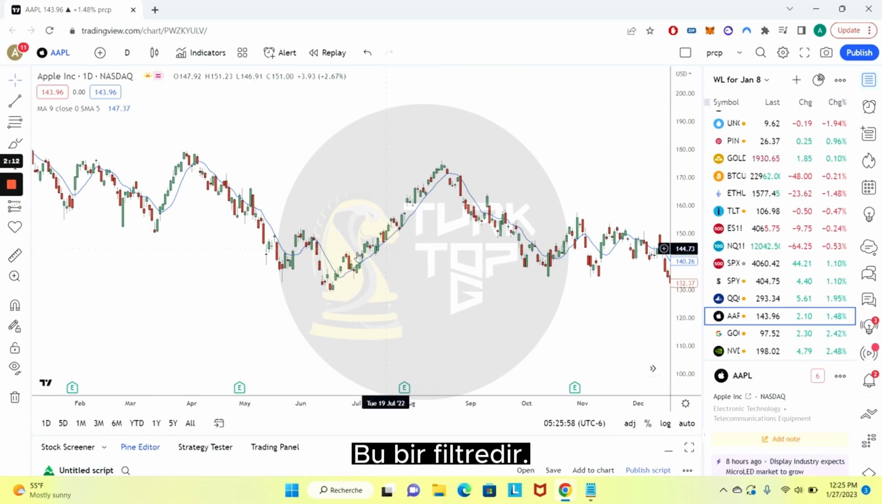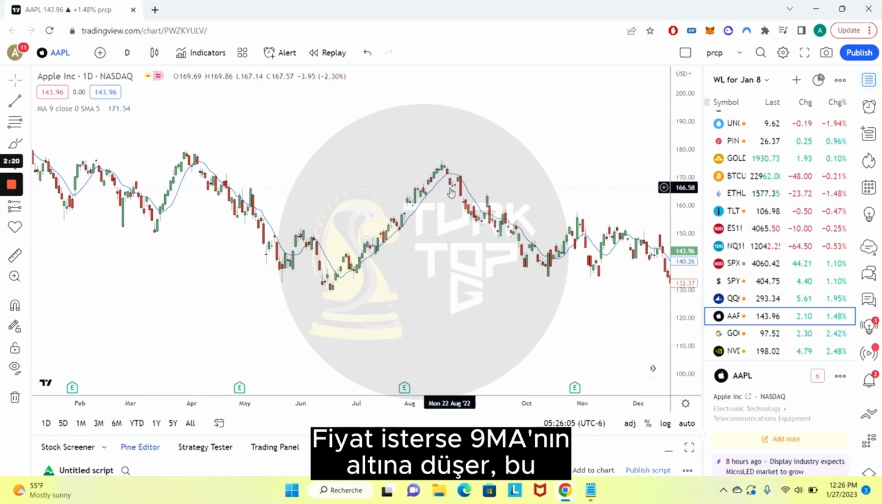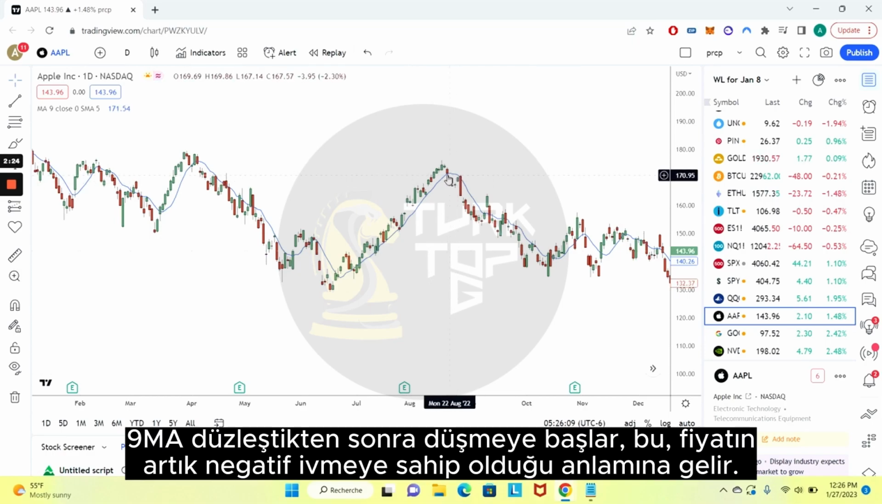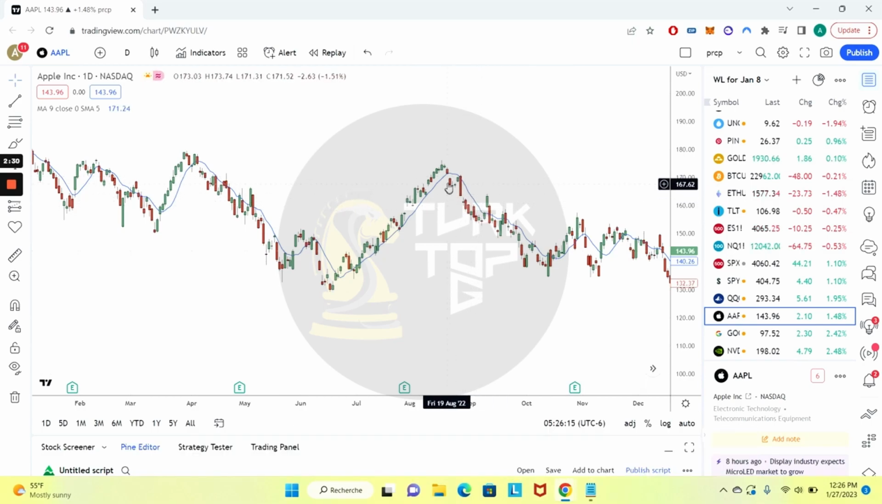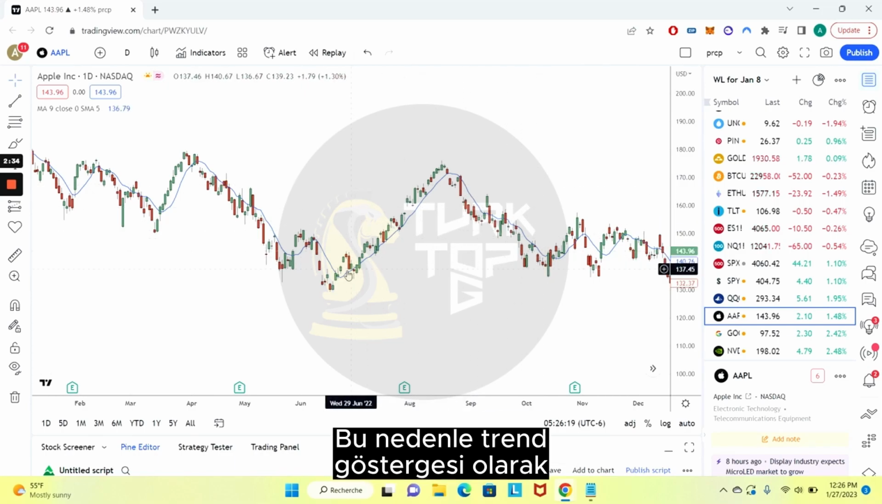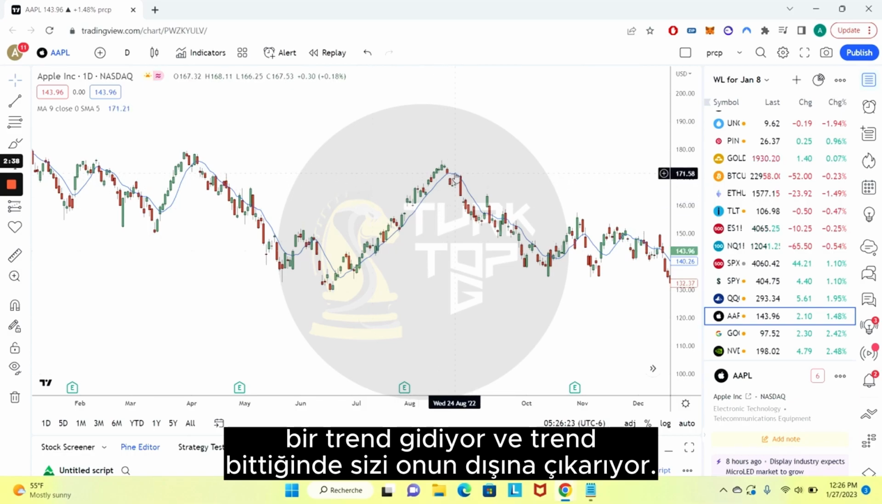It's a filter. So if the price is above the 9MA, it means price has short-term bullish momentum. Once the price drops below the 9MA, that means that momentum is lost. And once the 9MA starts to drop after flattening out, it means now price has negative momentum, right? So it's a negative trend. That's why it's called a trend indicator, because it keeps you in the trend as long as the trend is going. And then once the trend is over, it gets you out of it.